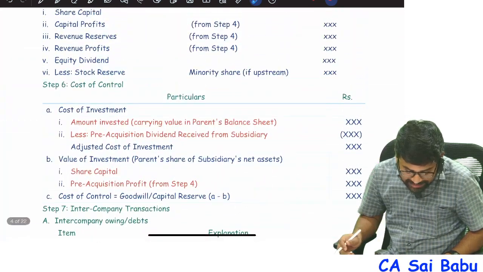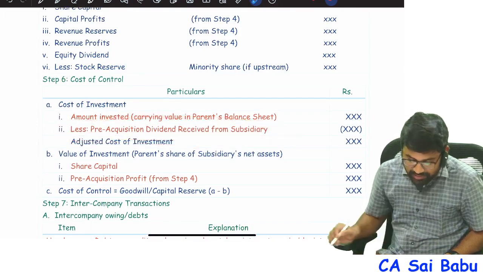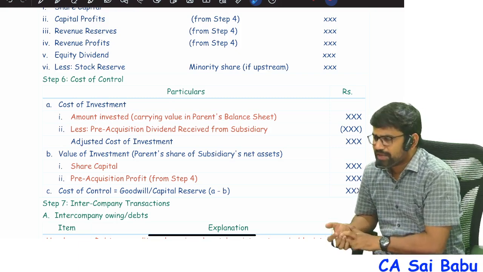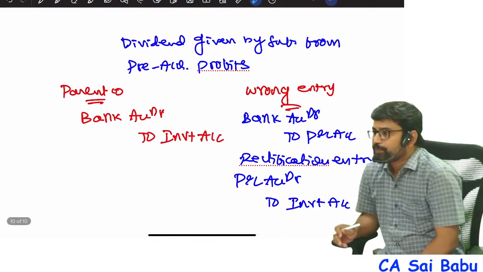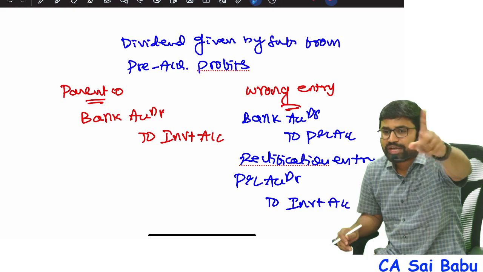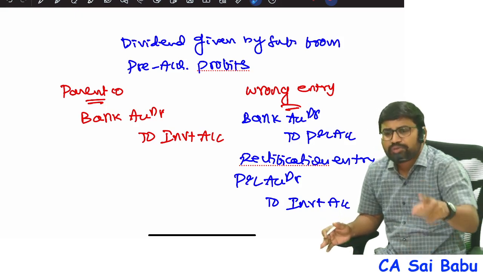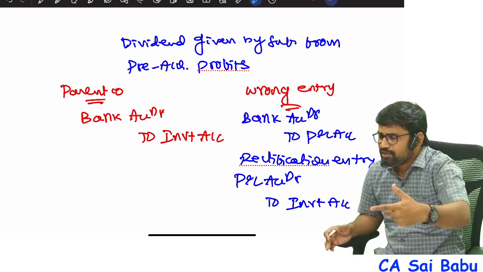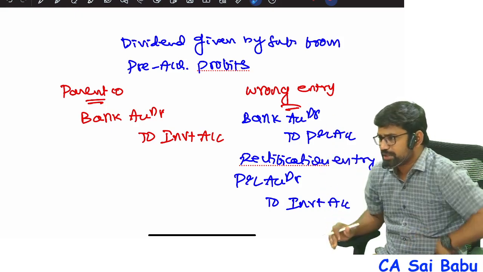And you go to step number 6, sir. Step number 6, you see. Pre-acquisition dividend we reduced from amount invested. Why is pre-acquisition dividend reduced? Because pre-acquisition dividend is what? Capital profit. It is adjusted to cost of investment. So you understand this treatment? Sir, tell me, sir. Dividend given by subsidiary from pre-acquisition profits. As a parent company, you need to adjust to cost of investment. In step number 6, you need to reduce from amount of investment. Correct? But what you have done? I credited to P&L account wrongly. Now I need to rectify the mistake. How to rectify? In the P&L account, reduce it in step number 8. And in step number 6, you need to deduct from cost of investment.